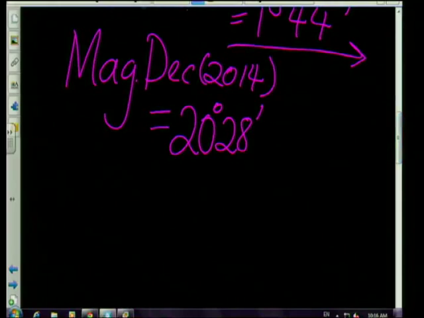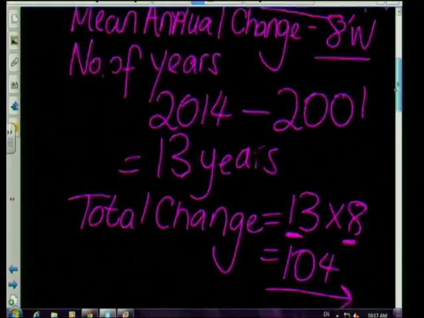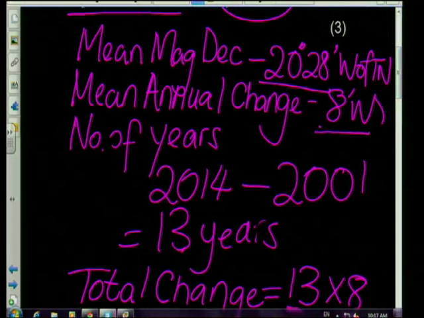Do we add or subtract? We subtract? No, we add. Why? Because our mean annual change is westwards. When the mean annual change is westwards, and in this example, note it was 8 minutes westwards. If it was 8 minutes eastwards, we would be subtracting on the magnetic declination. But because it's westwards, we will add.